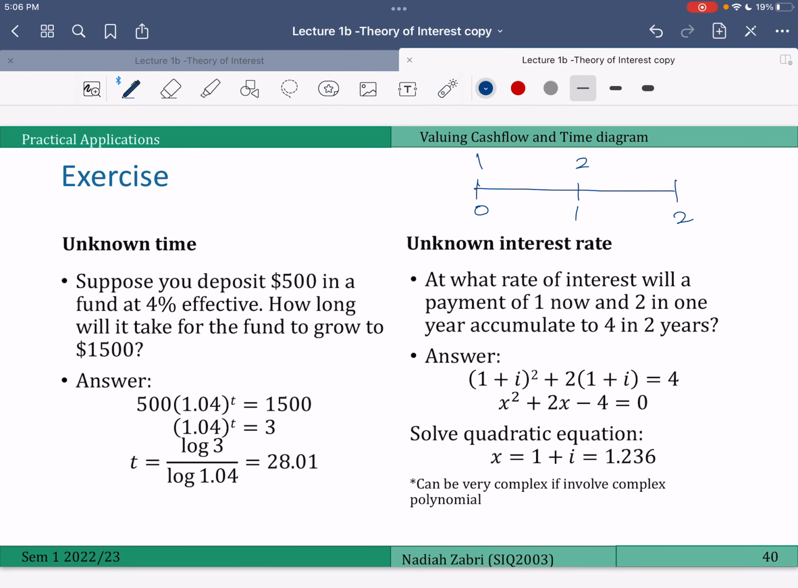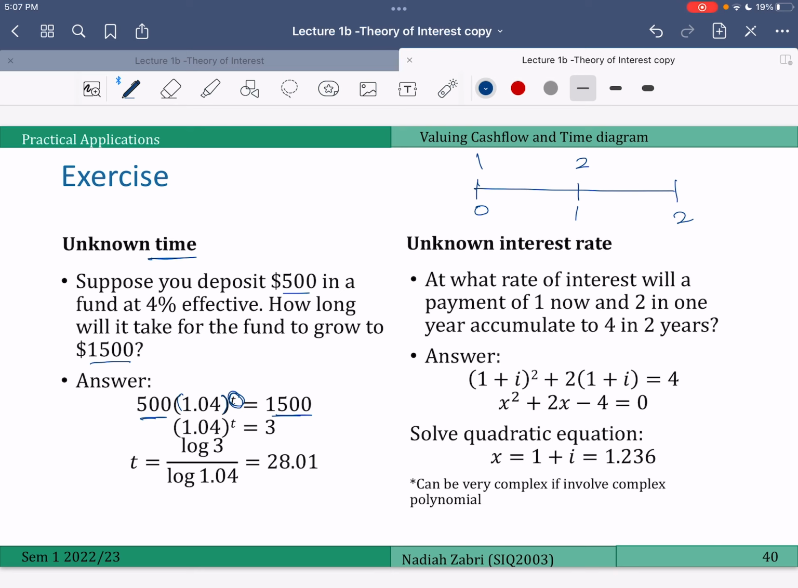Some new challenges in an interest problem or equation of value. So the first problem is when we have unknown time and we need to find what is the time involved. So suppose that you deposit $500 in a fund at 4% effective. How long will it take for the fund to grow to 1,500? So you start with 500, but when it accumulates with a constant interest rate, how many years do you need to reach 1,500? So you don't know t, unknown time.